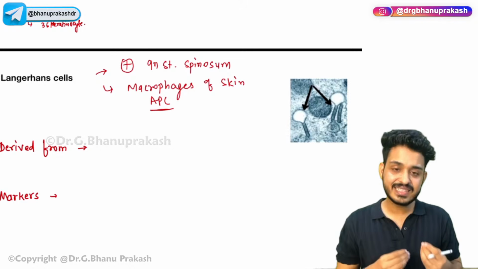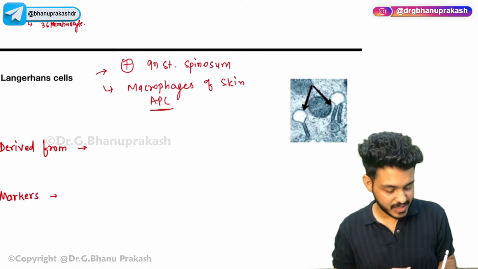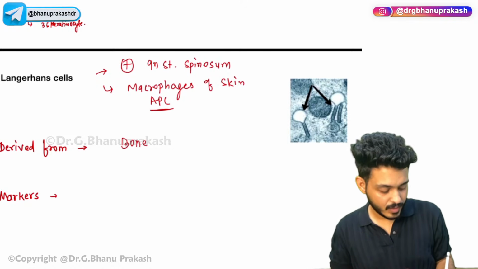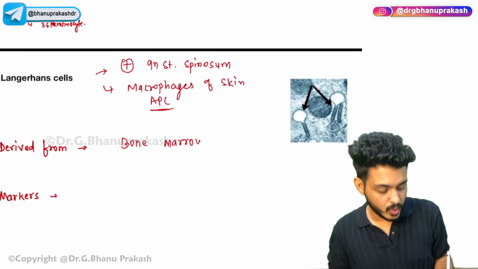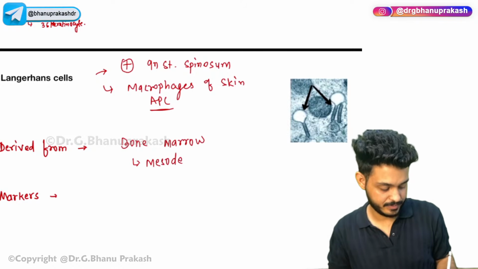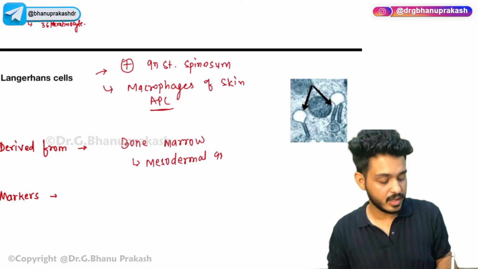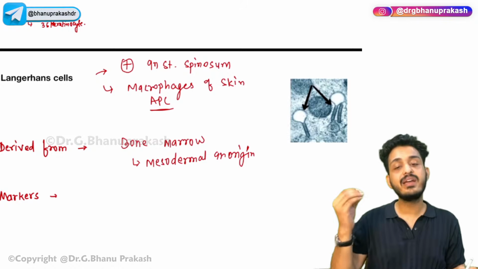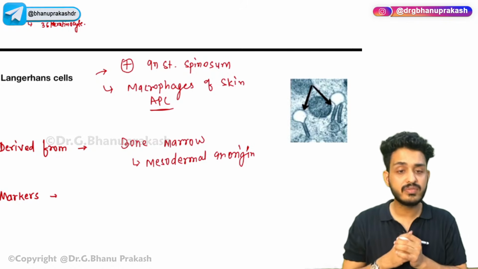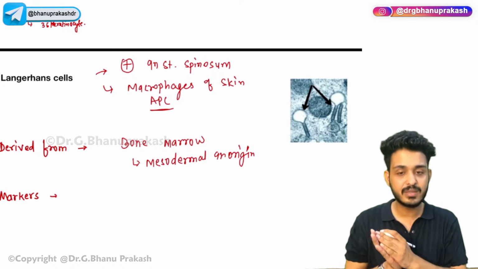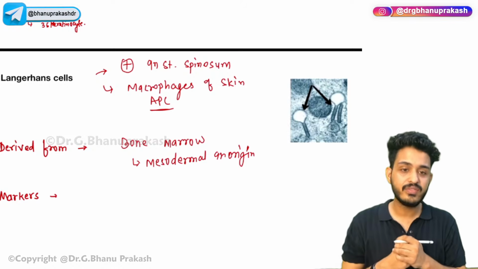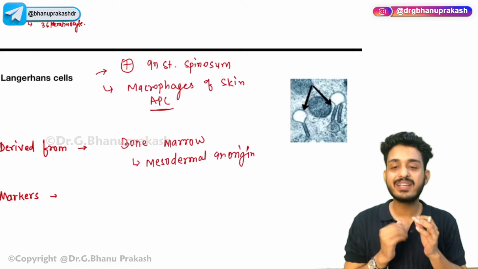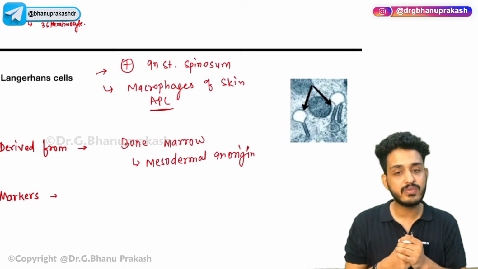Where do these cells come from, sir? These cells come from bone marrow, or you can also say they are mesodermal in origin. So basically they are formed in the bone marrow, and then transported to different parts of the body, but performing a similar function. They are all macrophages.